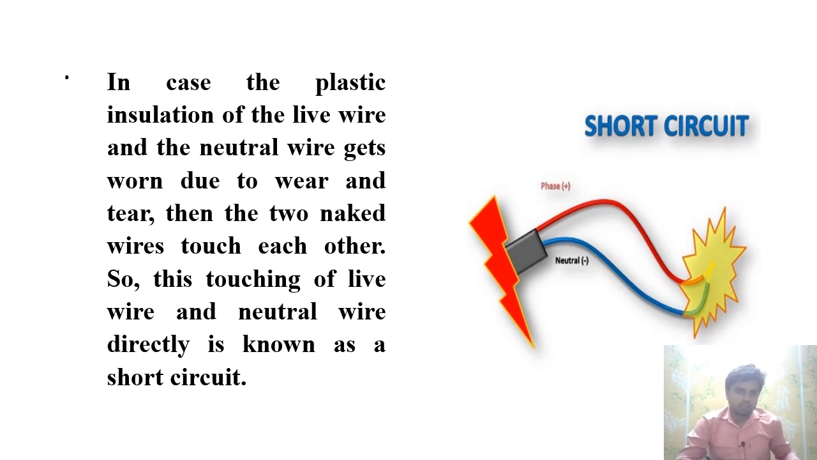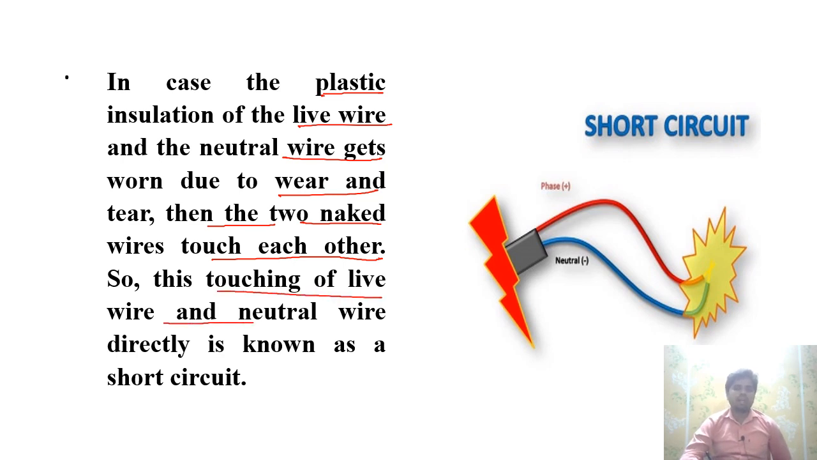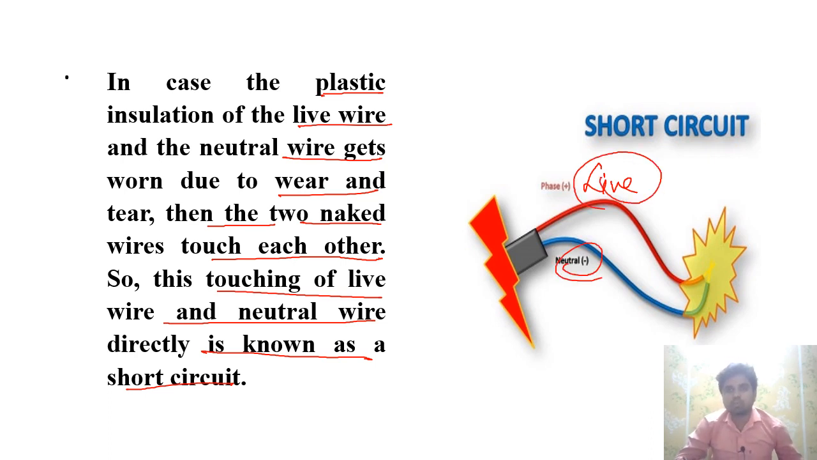So we are seeing some points over here. If the plastic insulation of the live wire and the neutral wire gets worn due to wear and tear, then the two naked wires touch each other. This touching of live wire and neutral wire directly is known as short circuit. One wire is the live wire, that is red color, and the second is the neutral wire. If these two wires touch each other, there is a situation known as short circuit, and a large amount of electricity, that is current, is released.